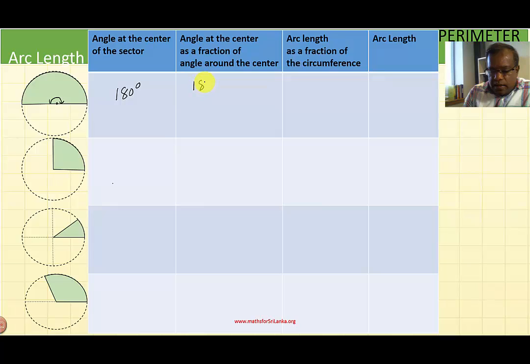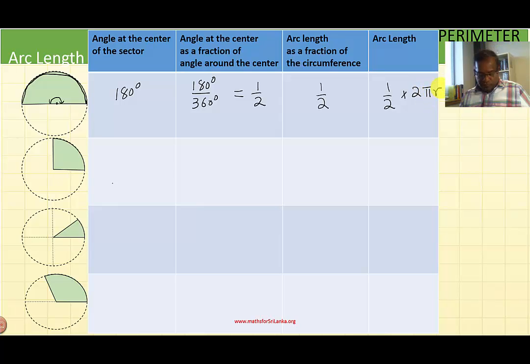So we get 180 over the angle around, which is always 360. So 180 over 360 is equal to 1/2. Now the arc length as a fraction of the circumference: clearly we know the arc length of this semicircle, or half a circle, is 1/2 of the circumference. So therefore the arc length is equal to 1/2 times 2 pi r.